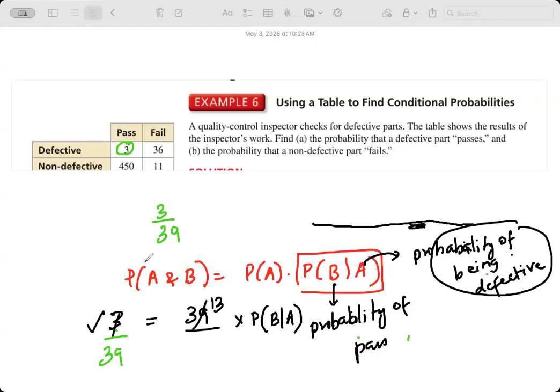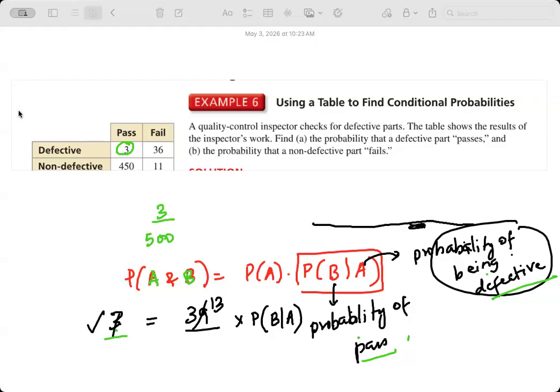No, that is incorrect. That's the problem. It's not 3 out of 39, right? It's 3 out of 500. Why 500? Because it's talking about the defective part. If you use 500, aren't you combining defective and non-defective? Correct. The probability of A and B means defective and passing amidst all of it. Okay, so that is the mistake.